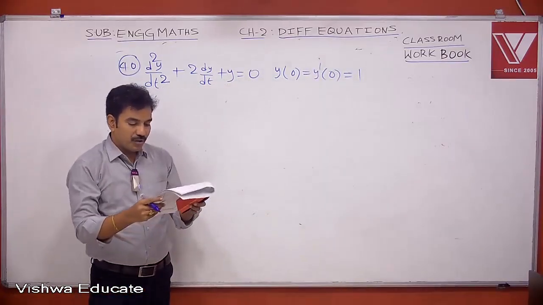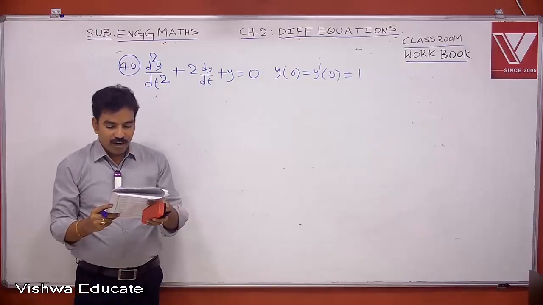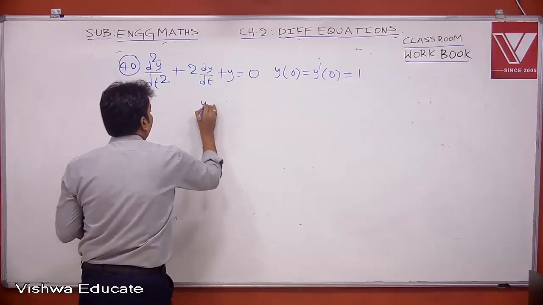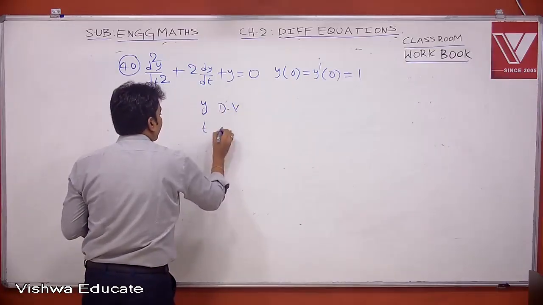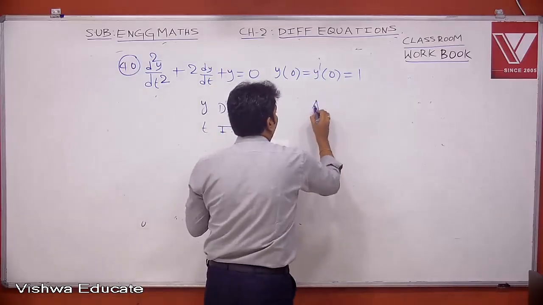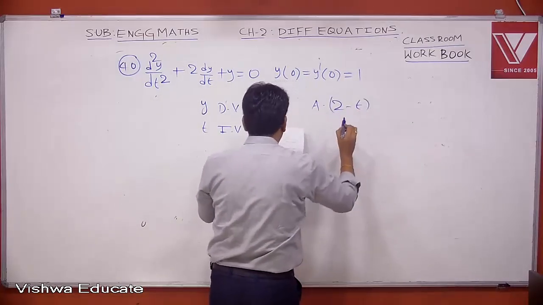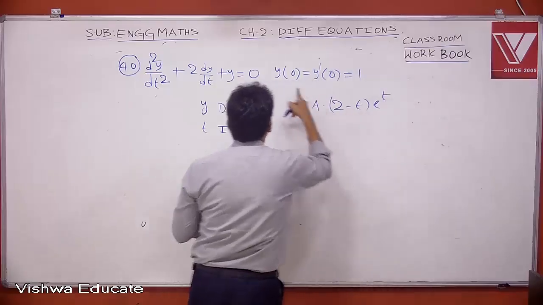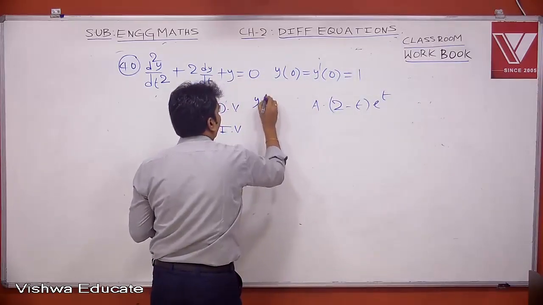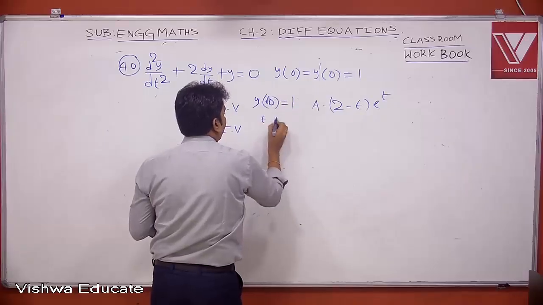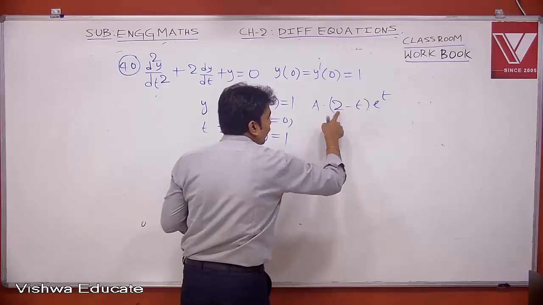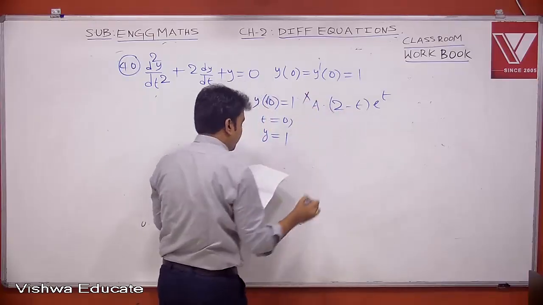Four options are given. Now when you look at the options, here y is a dependent variable and t is an independent variable. Option A is 2 minus t into e power t. What is the first boundary condition? y of 0 is 1. That means when t equal to 0, y value is 1. When you replace t by 0, we are not getting 1, we are getting 2. So it's a wrong option.